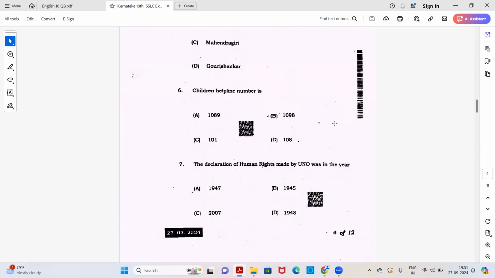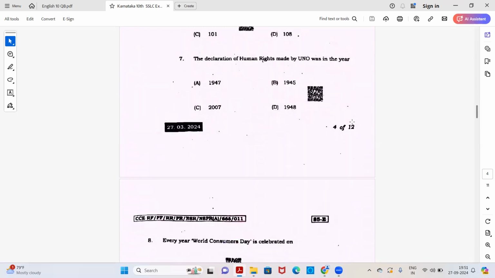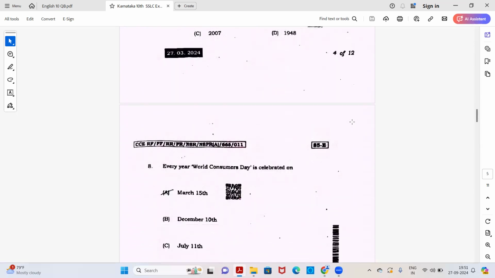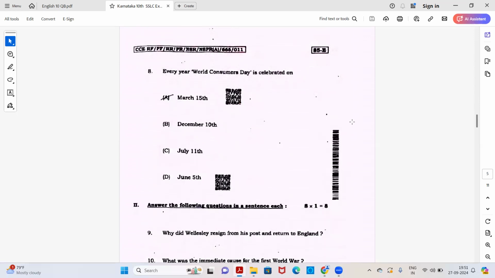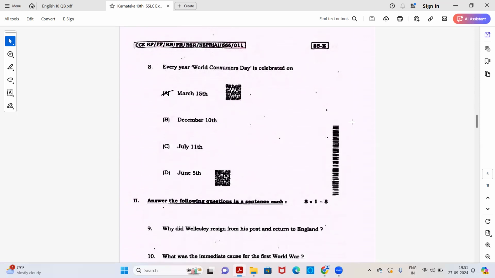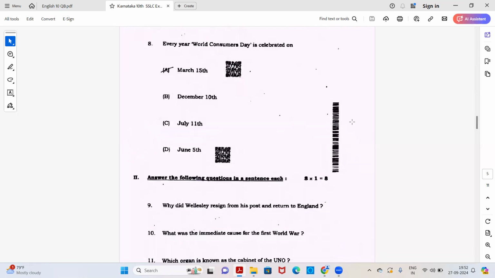Next, the children helpline number is 1089, 1098, 101, or 108. The Declaration of Human Rights made by UNO was in the year 1947, 1945, 2007, or 1948. Next, every year World Consumers Day is celebrated on March 15th, December 10th, July 11th, or June 5th.